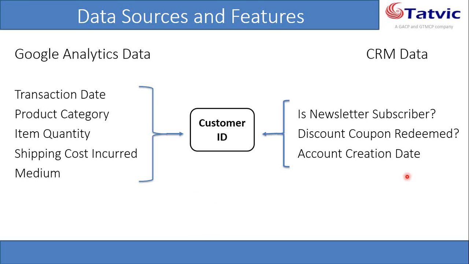And CRM might contain additional attributes such as whether the customer has been a subscriber for the newsletter, whether the customer made the first purchase after redeeming a discount coupon, and when the account creation event was for that particular customer.